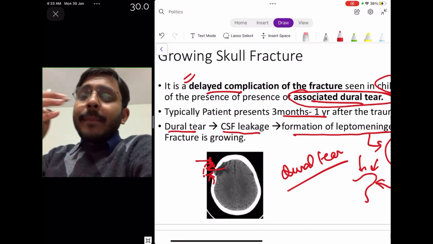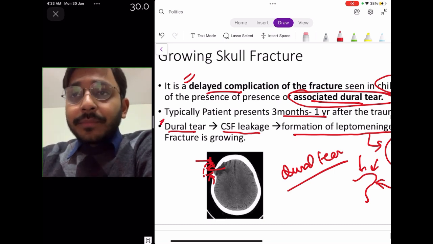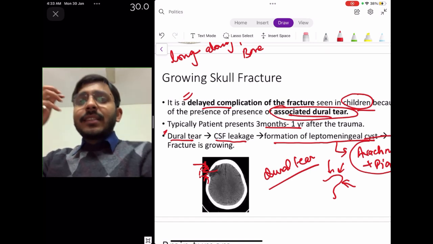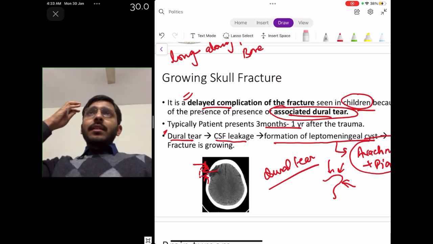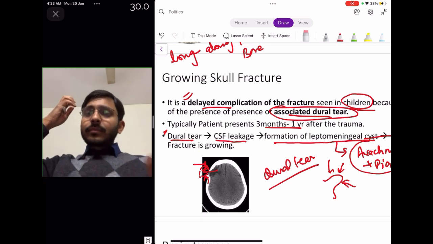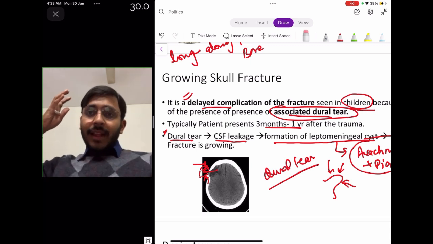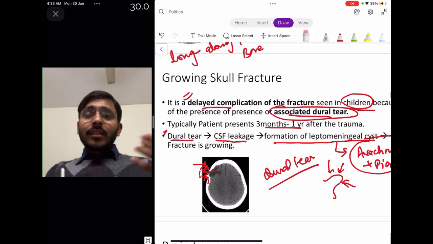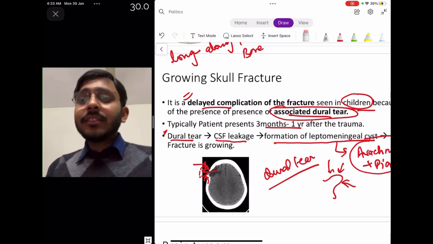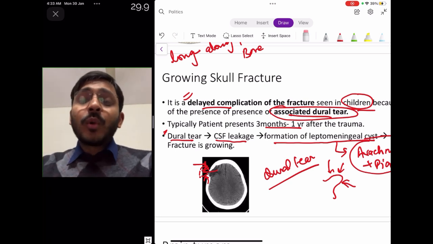And what actually has happened inside was that there was a dural tear, and from that tear, the CSF keeps on leaking slowly and slowly. So imagine that there is a dural tear, the CSF is leaking and is contained only by the arachnoid pia, and slowly the cyst keeps on increasing, and as the cyst is increasing, the fracture, which hasn't healed yet by the way, keeps on increasing. So hence it's called a growing skull fracture. It is a misnomer because the underlying pathology is a dural tear and the skull fracture is not growing per se. But this is what the underlying pathophysiology of a growing skull fracture is.